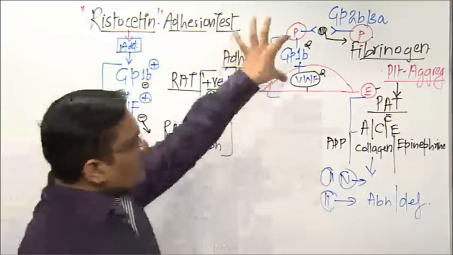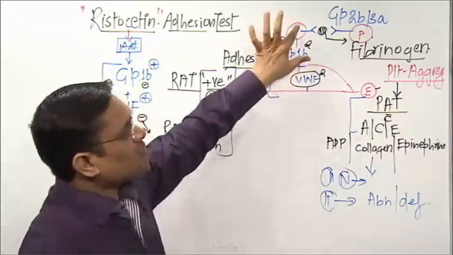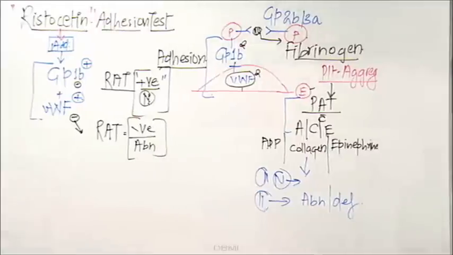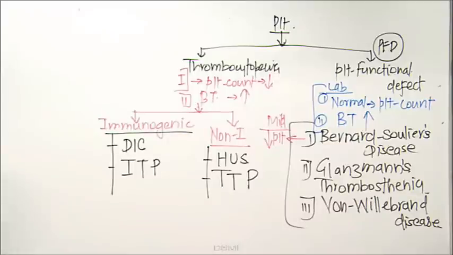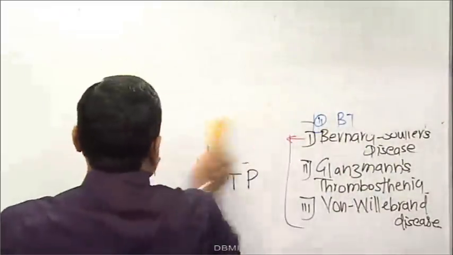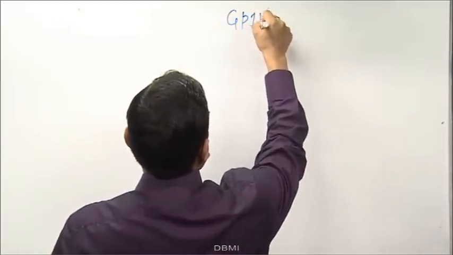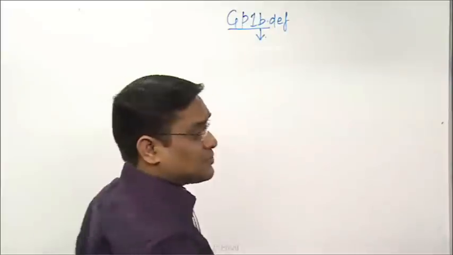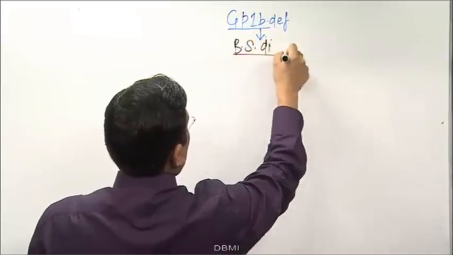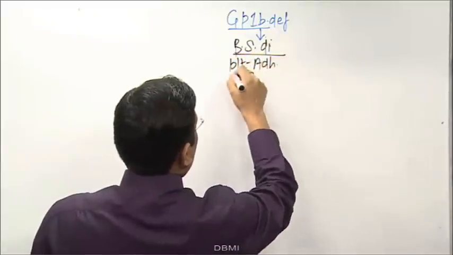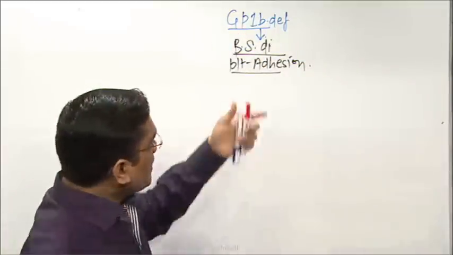Now let us see the disorders associated with GP1B deficiency. Another short, very simple MCQ: if GP1B is absent from the platelet, what is the name of this disorder? GP1B deficiency is known as... Remember, if the examiner asks that GP1B is deficient, what is this? Number 1 platelet adhesion disorder, known as Bernard-Soulier disease. It is an adhesion defect. In Bernard-Soulier, GP1B is deficient.